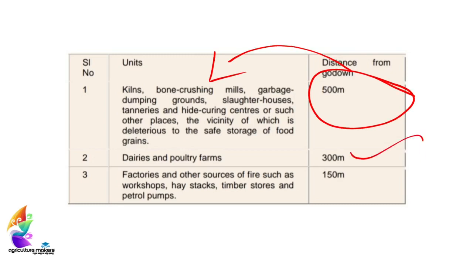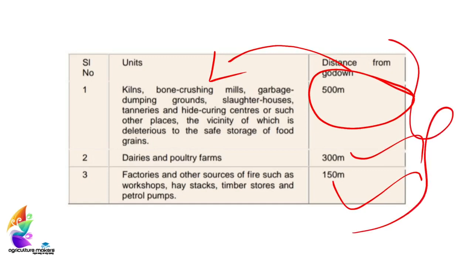and it should be a minimum of 300 meters away from dairies and poultry farms, and a minimum of 150 meters away from factories and other sources of fire such as workshops, haystacks, timber stores and petrol pumps. These are very much important. You have to remember these things.